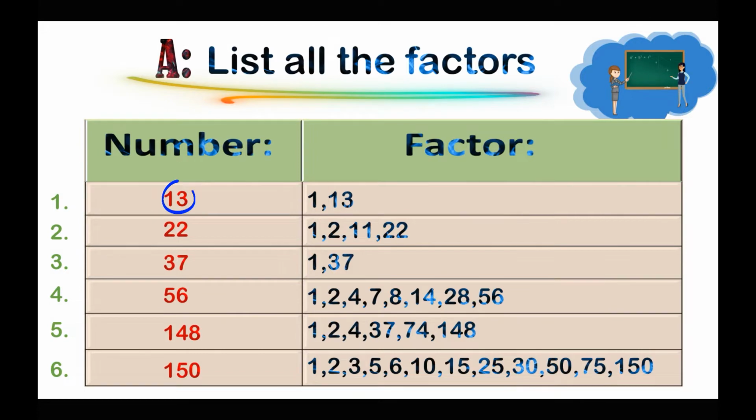Remember that 13 and 37 are prime numbers. They both have only two factors, 1 and 13, and 1 and 37. They are prime numbers.